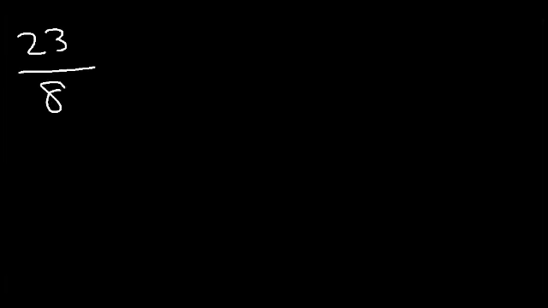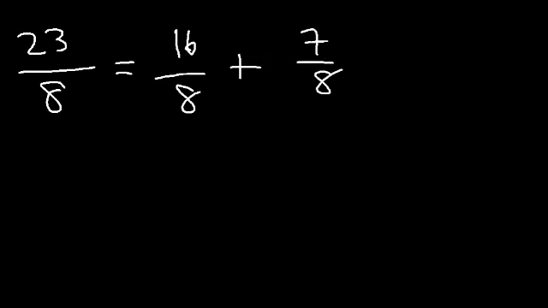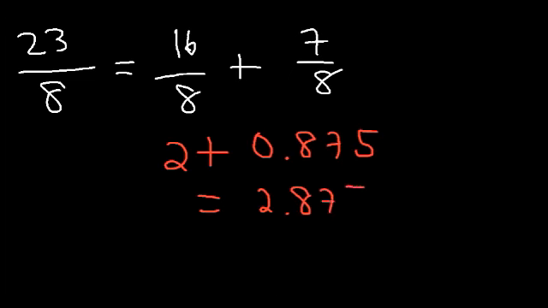Try this one, 23 over 8. So multiples of 8 are 8, 16, 24. 24 is too high, so we'll stop at 16. 23 minus 16 is 7. So 16 divided by 8 is 2, and 7/8, as a decimal, is about 0.875. So this is 2.875.